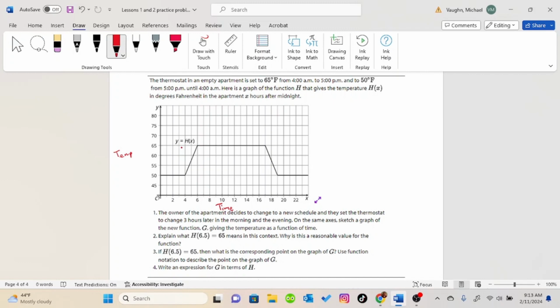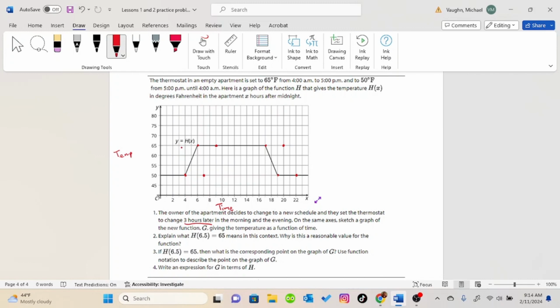Now if we want the thermostat to change 3 hours later, then we're going to shift all of our points 3 units to the right. So we're going to move 3 units right at the bottom. We're going to move 3 units right at the top. Then we're going to move 3 units right at the top again. And then 3 units right at the bottom again.